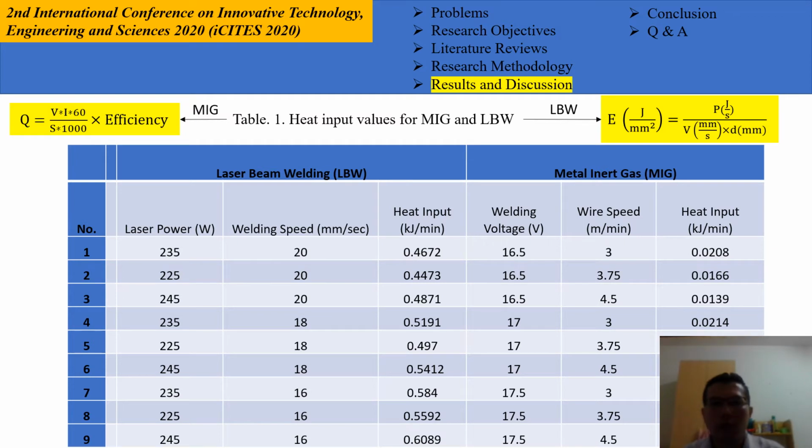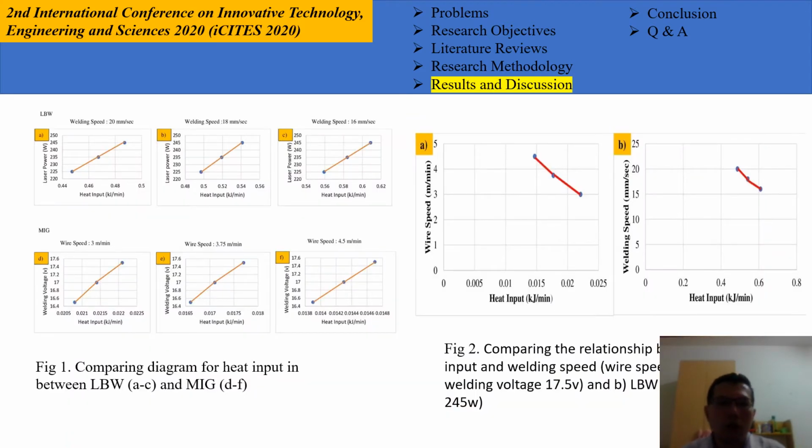This is the heat input value for MIG and LBW. This is the equation for heat input calculation. Figure 1 compares the diagram for heat input between LBW and MIG. As the welding speed is decreased, heat input is increased. While figure 2 compares the relationship between heat input and welding speed during the LBW and MIG. The MIG process produced the highest heat input value compared to LBW.